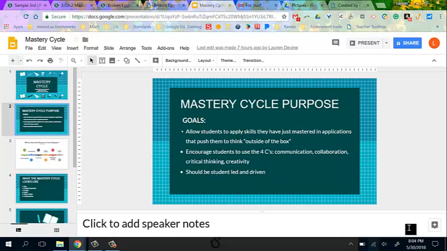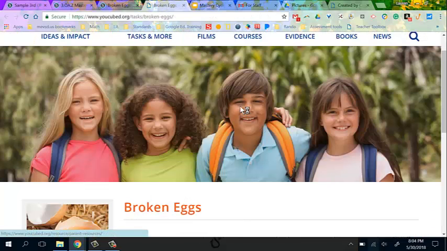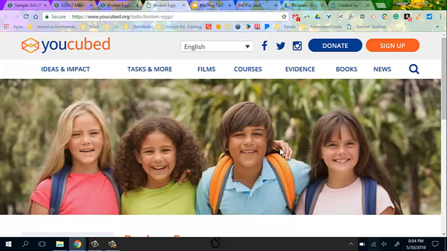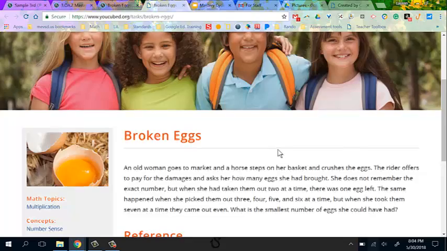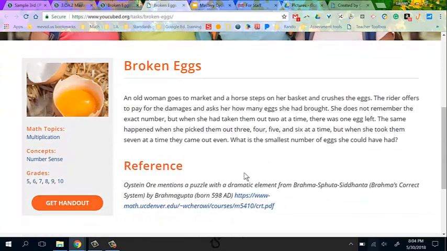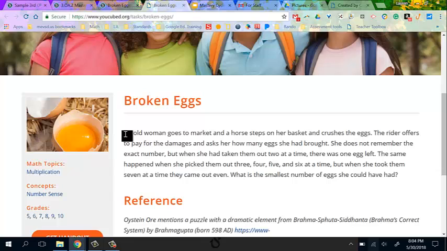I'm going to take a second to show you some examples of mastery cycles. This one I got from U-Cubed, which is Joe Boaler's website out of Stanford. It's called Broken Eggs, where an old woman goes to the market and a horse steps on her basket and crushes her eggs. The rider offers to pay for the damages and asks her how many eggs she had bought, and she does not remember the exact number, but when she had taken them out 2 at a time, there was 1 egg left. The same happened when she picked them out 3, 4, 5, and 6 at a time. But when she took them out 7 at a time, they came out even. What is the smallest number of eggs she could have had?